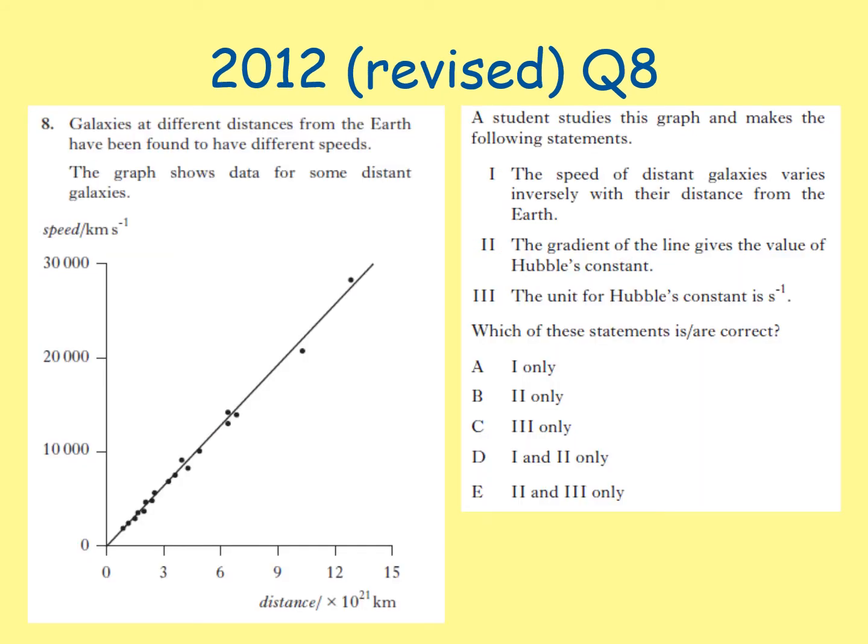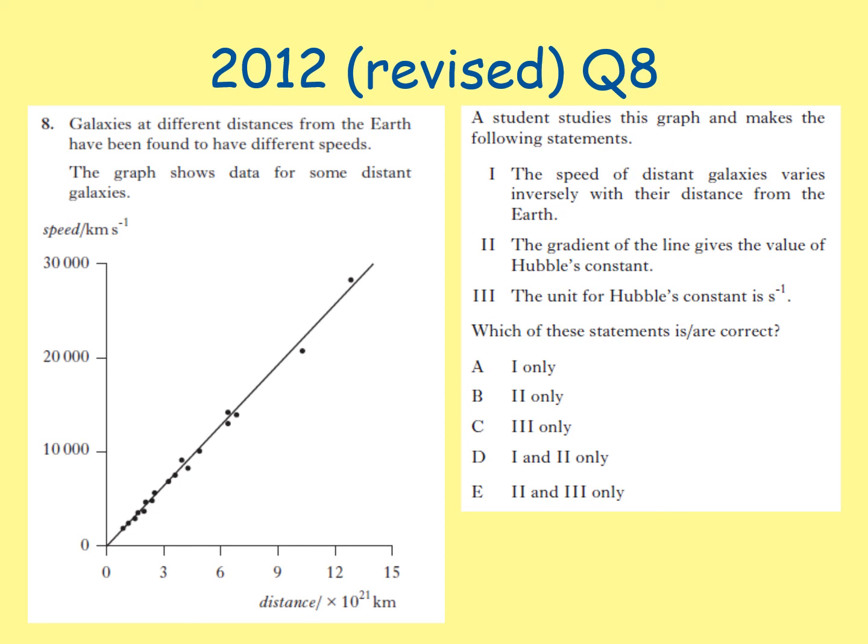Galaxies at different distances from the Earth have been found to have different speeds. The graph shows data for some distant galaxies. The graph is plotting speed against distance. A student studies this graph and makes the following statements. Which of these statements are correct?